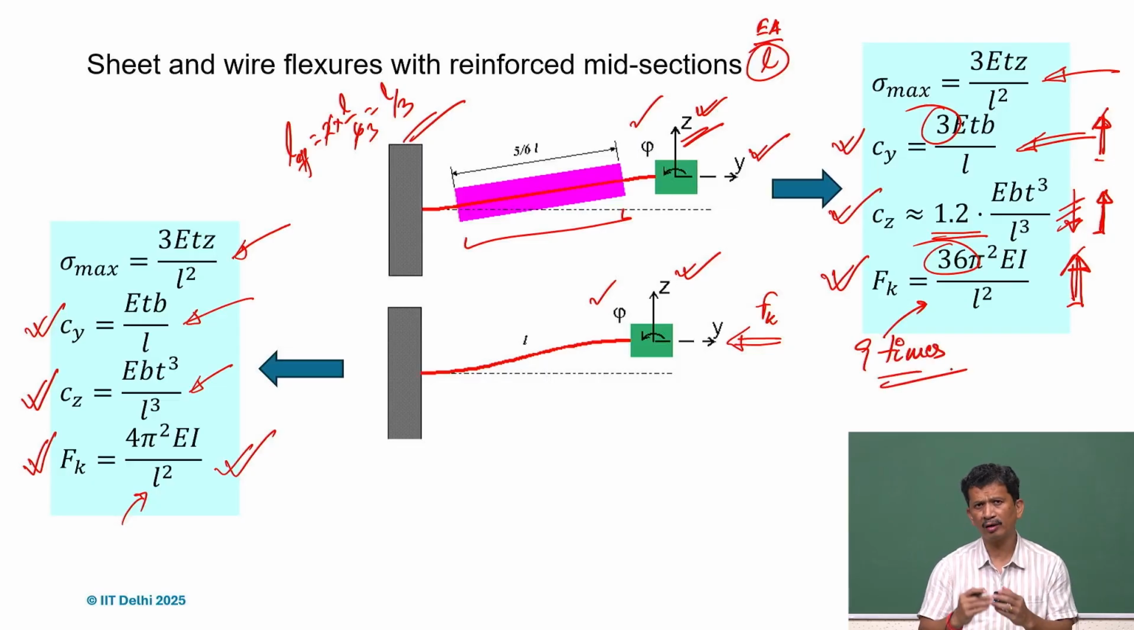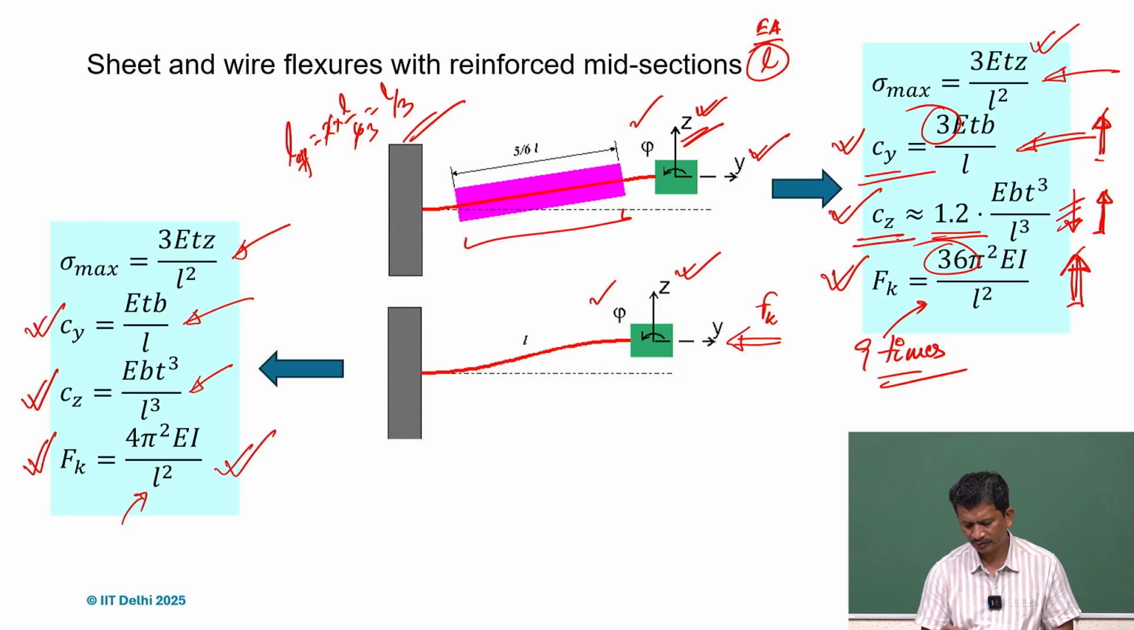So it's not 1 or 2 times, but 9 times. So if we reinforce the mid section by 5 by 6L, and the compliant section is L by 3, so 1 by 6L on either side, what we have observed is that we are not losing any range of motion, so sigma max is the same. Cy has increased 3 times, which is good.